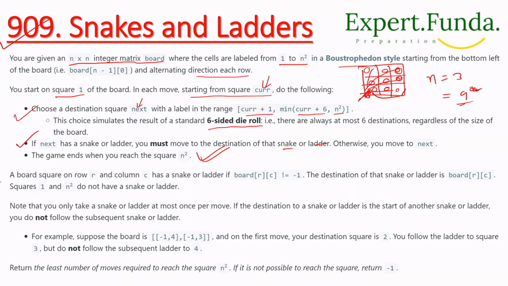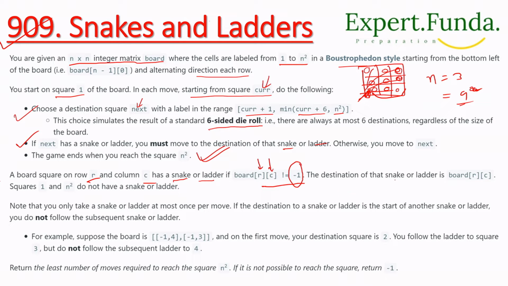Now let's read the next part. A board square at row R and column C has a snake or ladder if board[R][C] is not equal to -1. So if the board is given and the row and column are given, and it has a snake or ladder, then the value will not be -1, correct?